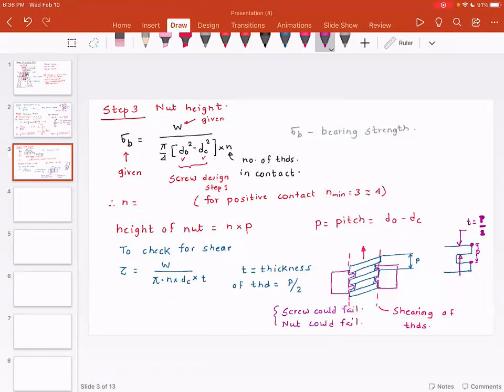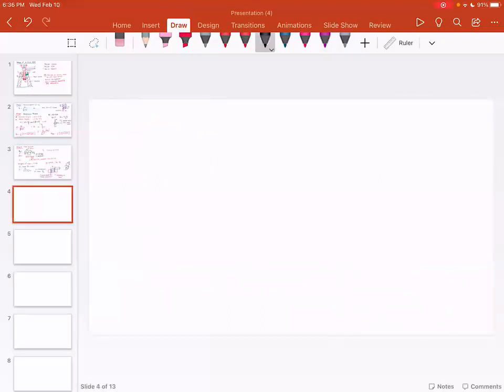And if nut and screw are made up of the same material, then that question does not arise. But if they are made up with different material, you might want to check if the nut is safe and the screw is safe. So assuming everything checks out, everything is safe, we can move on to step 4. In step 4, what I'm going to do is find out the diameter of the nut collar.